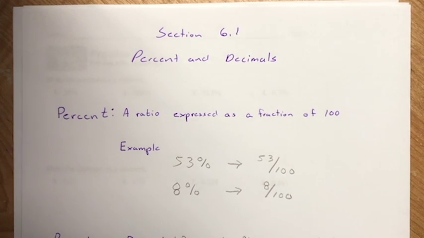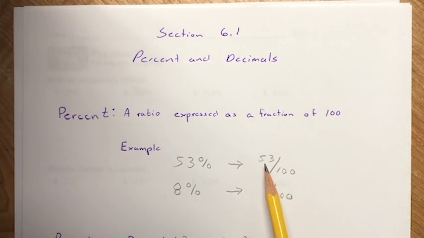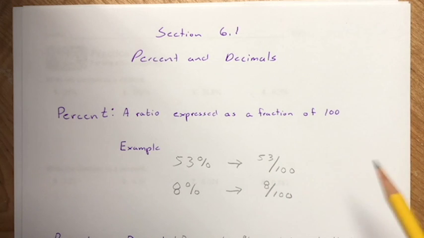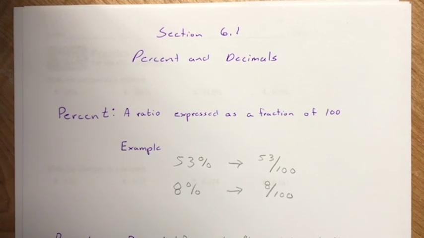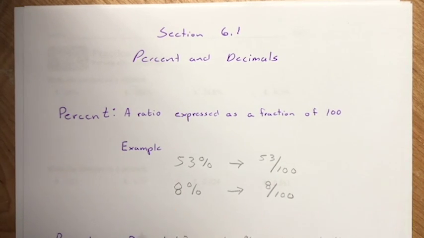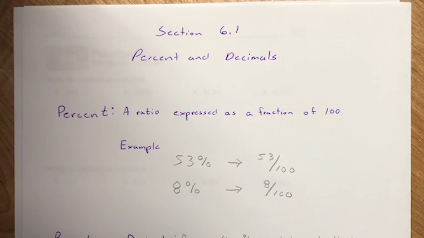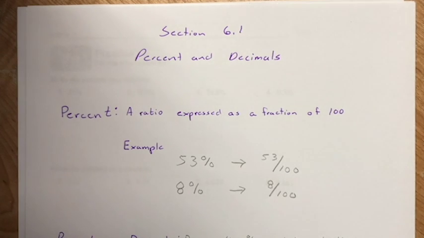53%, the way we can write that as a fraction is just basically 53 out of 100. That's all this really is. We typically don't see it written like this. We usually see it more written as decimals, but we'll talk about that in a second. Here's another example. 8% can be simply written as 8 out of 100. But as I said before, we don't normally see fractions quite like this when it deals with percents.